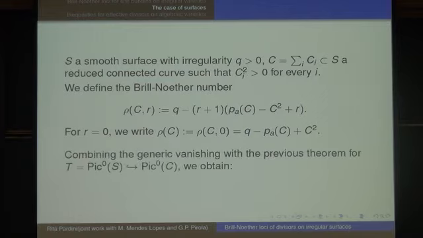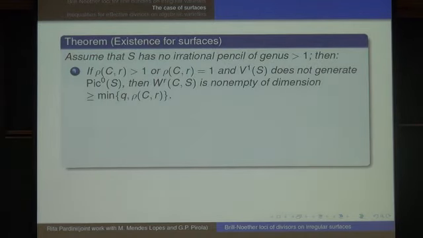So I've basically given you the proof. In any case, I'm not going to give any more details. We put together all the previous remarks, and we obtain an existence theorem for surfaces. So we assume that S has no irrational pencil of genus greater than 1, in order to exploit the description of V^1, and then we have some alternative assumptions.